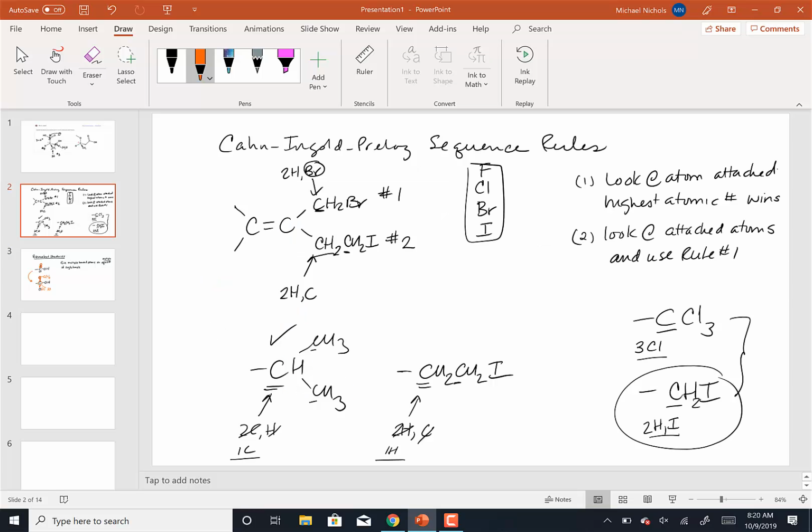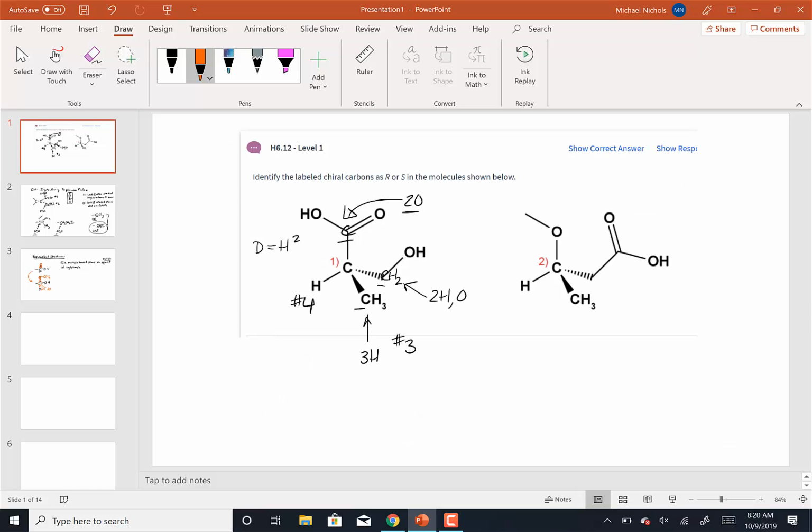If I go back here, now that has 3 O's. And so now I can make my comparisons. Now I can say 3 O's versus 2 H's and an O. The carboxylic acid group is number 1, and the CH2OH is number 2. CH3 is number 3. Hydrogen's number 4.